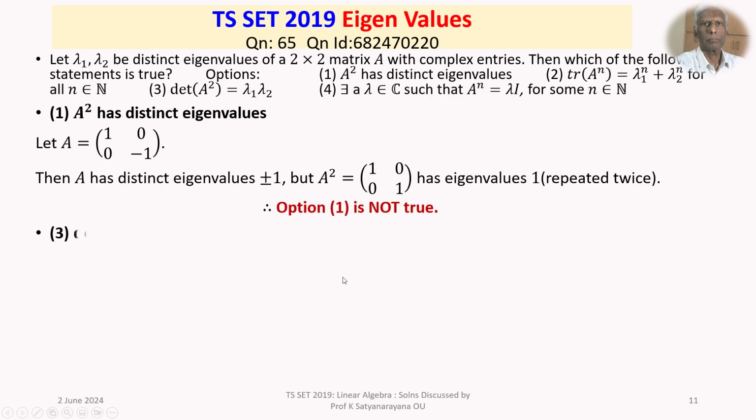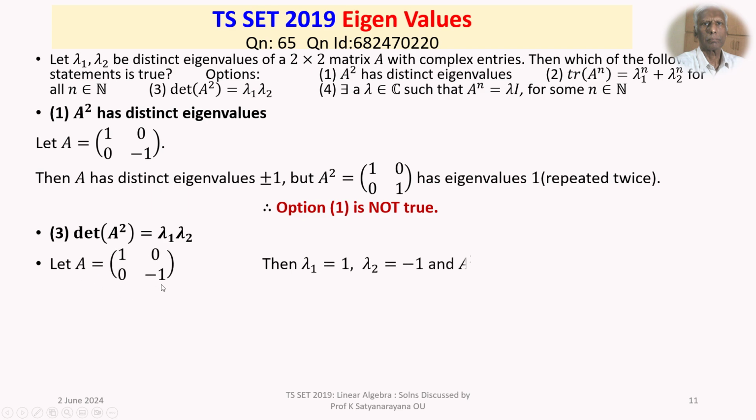We move on to option 3. Determinant of A square is equal to lambda 1 multiplied by lambda 2. For this, again we take the same counter example. Let A be equal to 1 0 0 minus 1. And we have seen above, lambda 1 is 1, lambda 2 is minus 1. And A square is the identity 1 0 0 1. Agreed. Now, let us take option 3 is true.